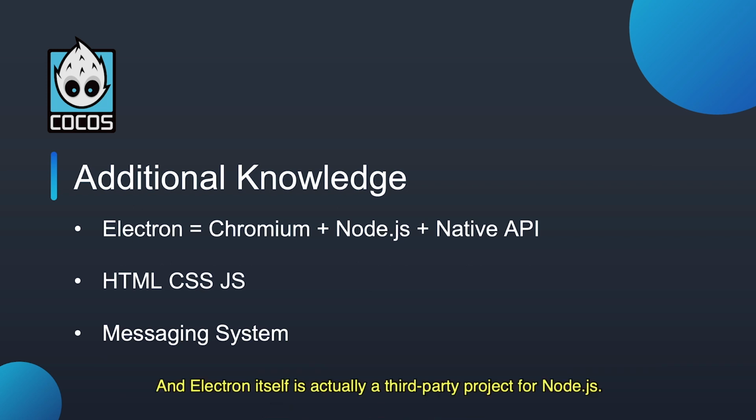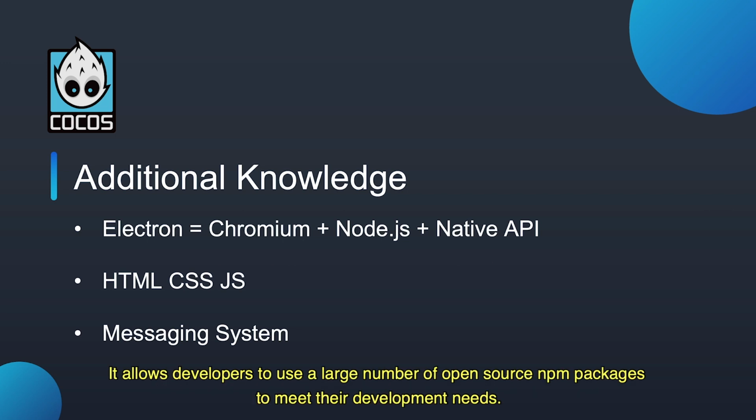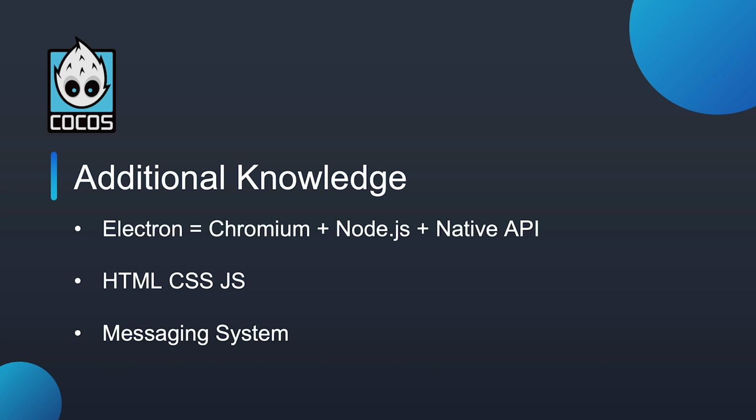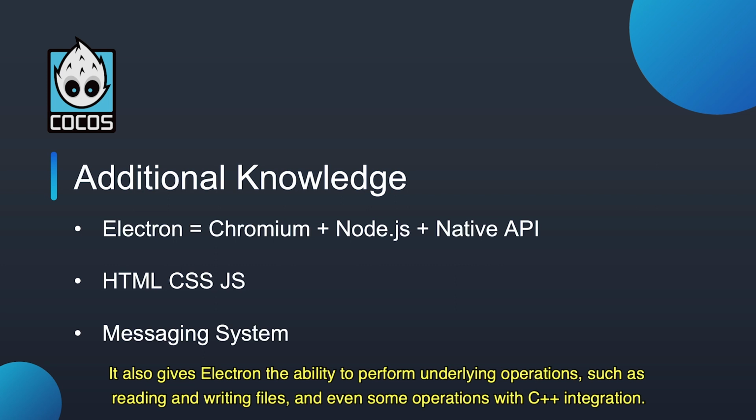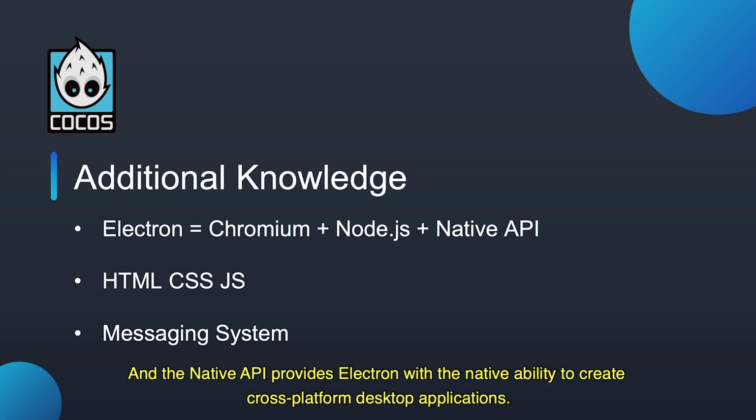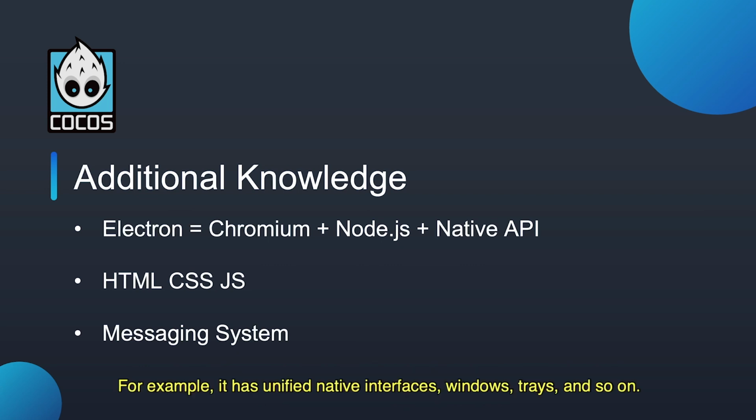And Electron itself is actually a third-party project for Node.js. It allows developers to use a large number of open-source NPM packages to meet their development needs. It also gives Electron the ability to perform underlying operations, such as reading and writing files, and even some operations with C++ integration. And the native API provides Electron with a native ability to create cross-platform desktop applications. For example, it has unified native interfaces, windows, trays, and so on.